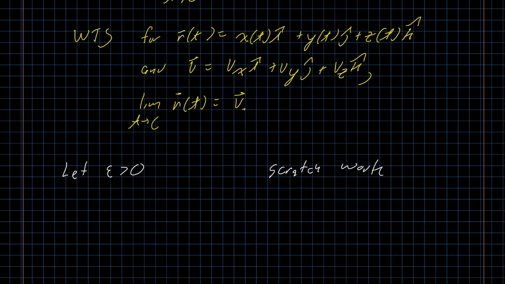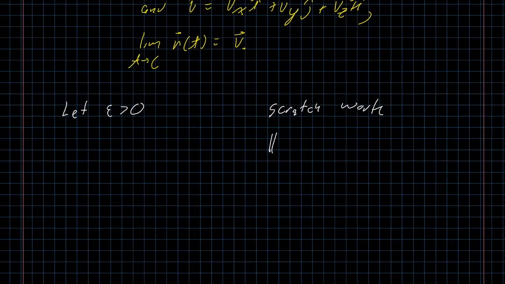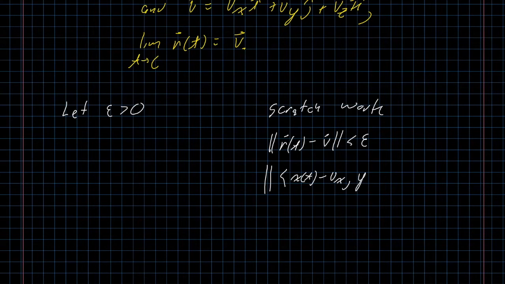Whenever we do an epsilon delta proof, we go off to the side and do some scratch work. Our end goal is to show that the norm of r of t minus v is less than epsilon. That's the same as the norm of, if we go into components, x of t minus vx, y of t minus vy, z of t minus vz, is less than epsilon.